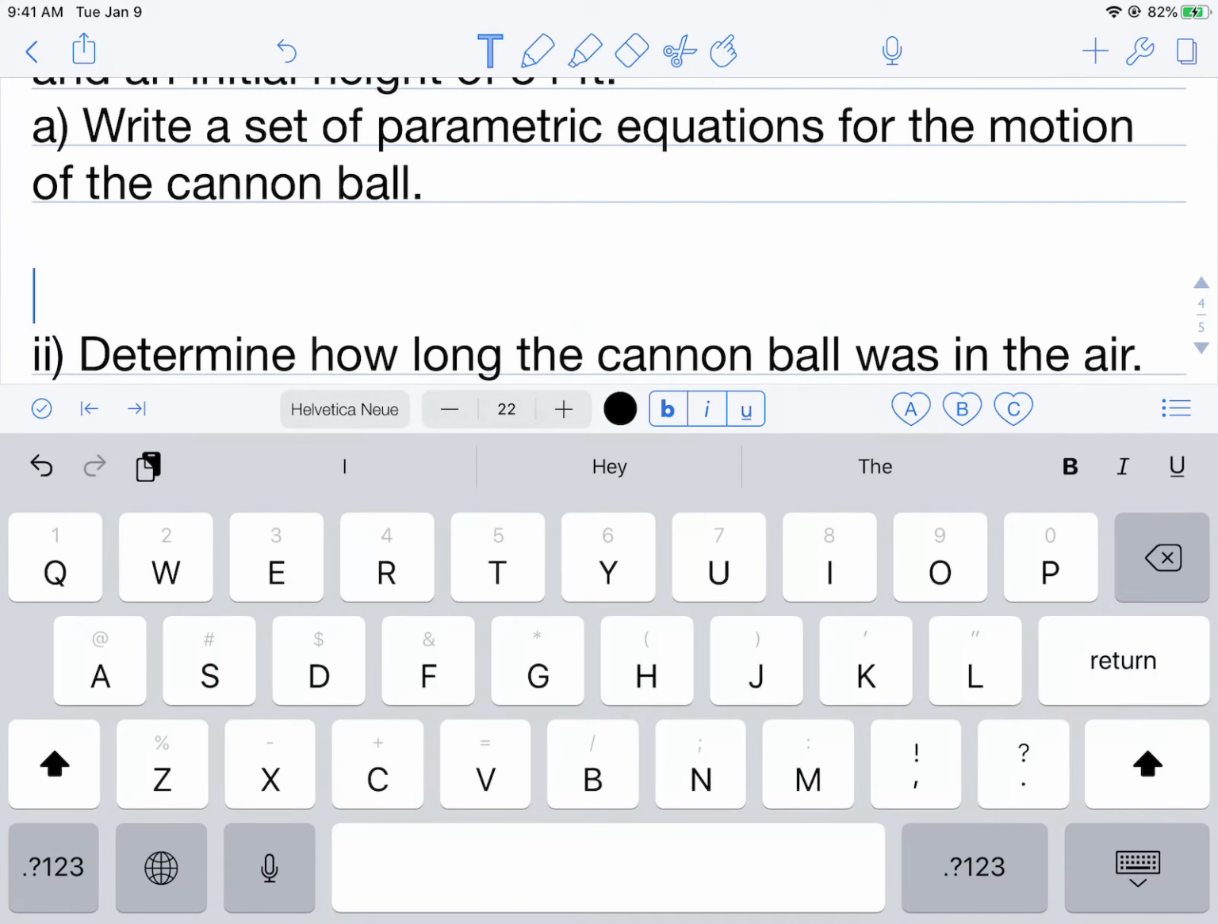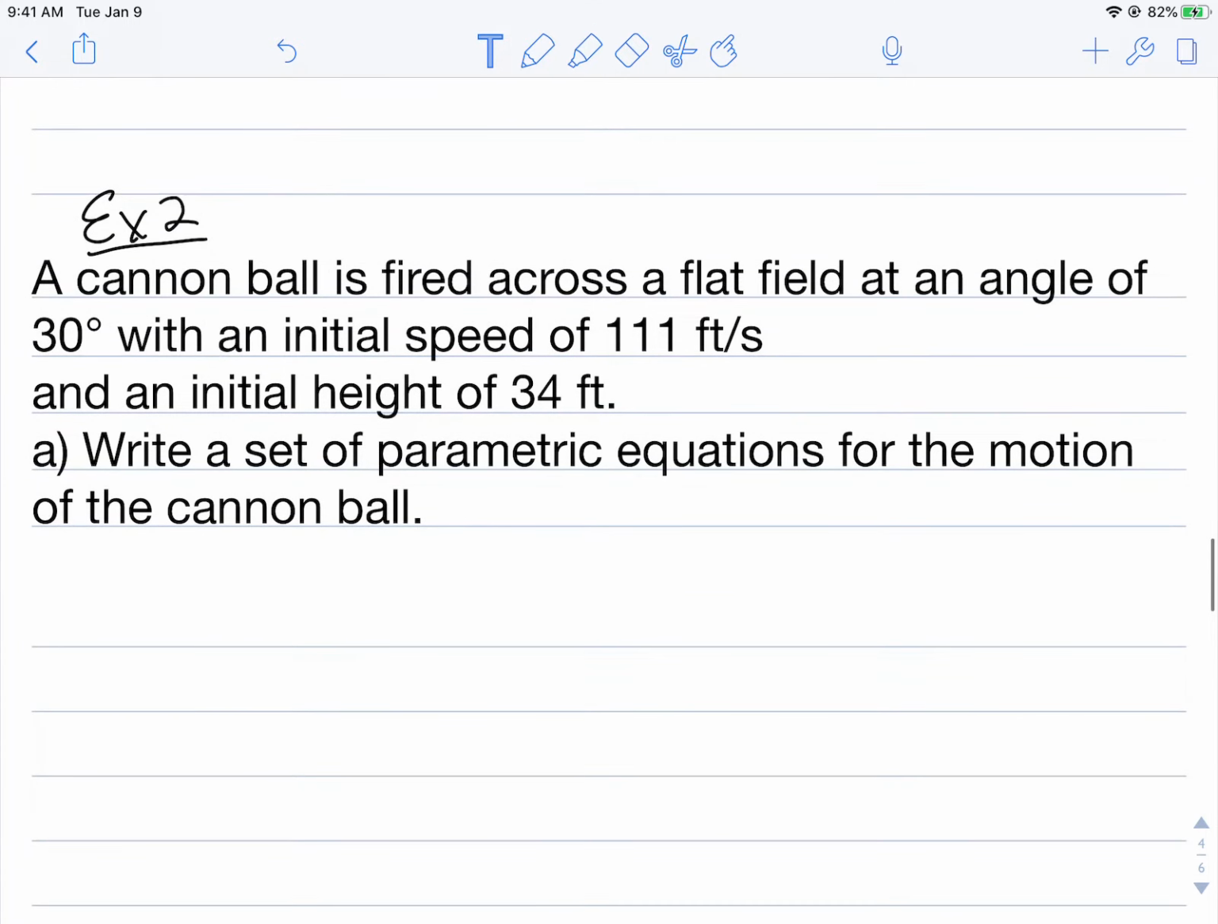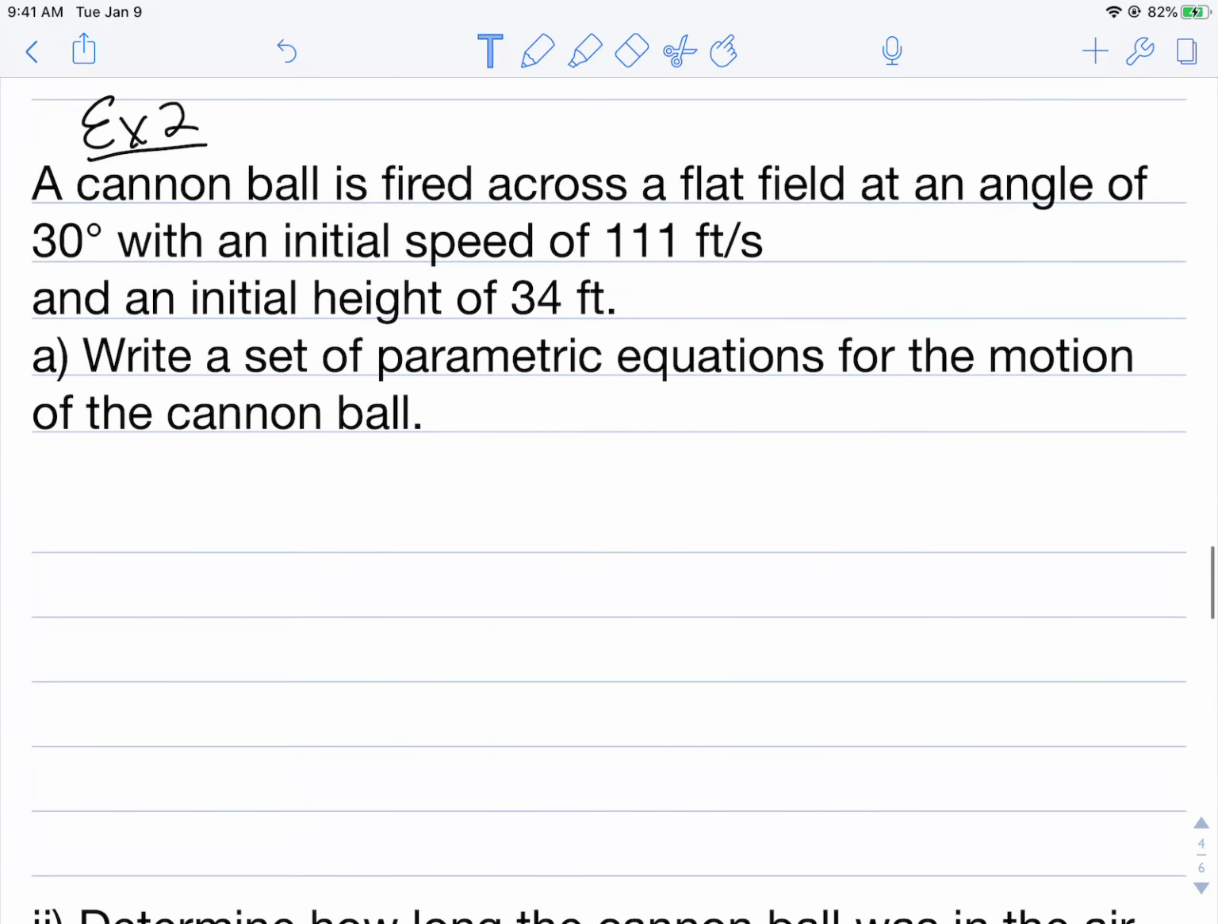Okay, so let's try the first part. Let's write a set of parametric equations. You can pause it here, try it, and then come back and check it. You can try it all at once and come back and check it all. That's okay.